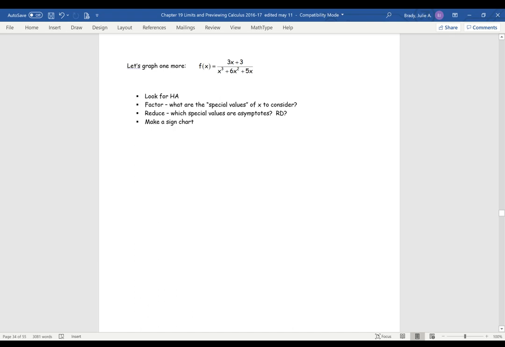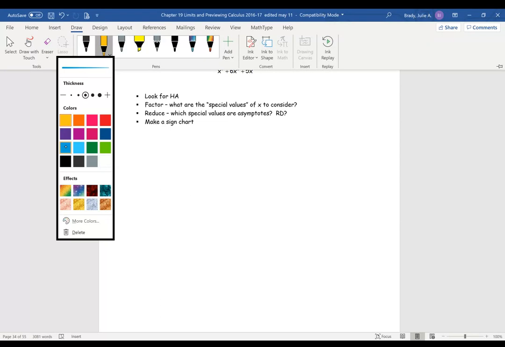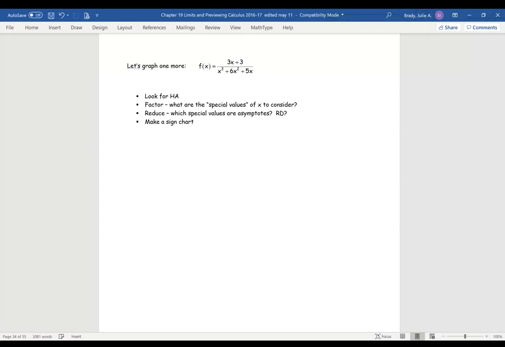All right, so let's look at this other one. And let's do all the steps if you wanted to work along with me. Okay, so it's a rational function. How do we look for horizontal asymptotes? We look at the ratio.